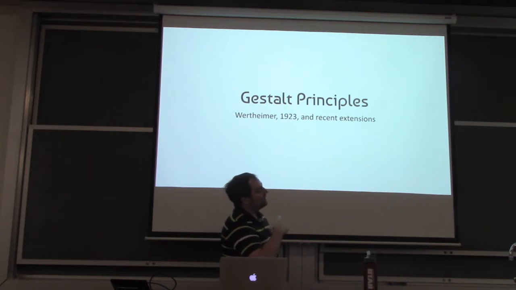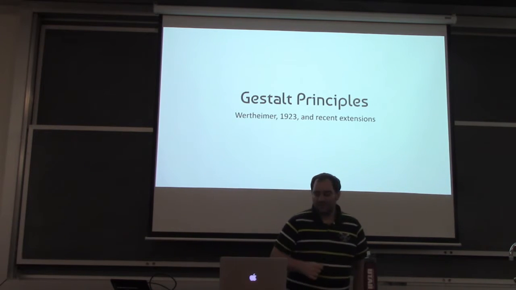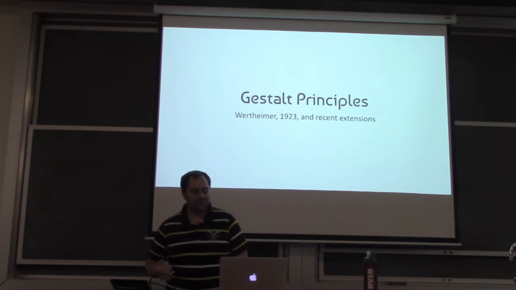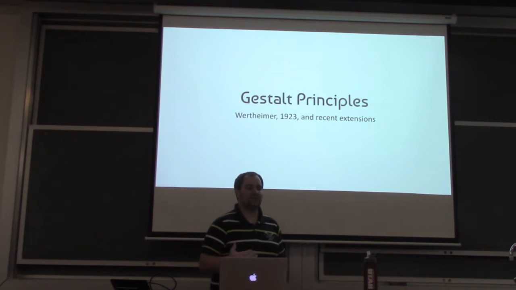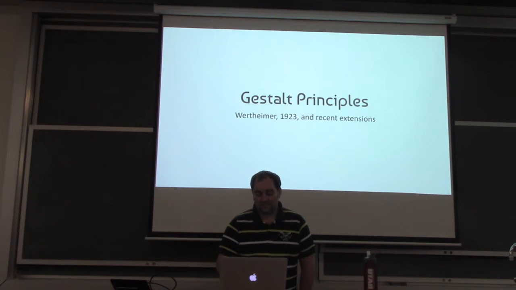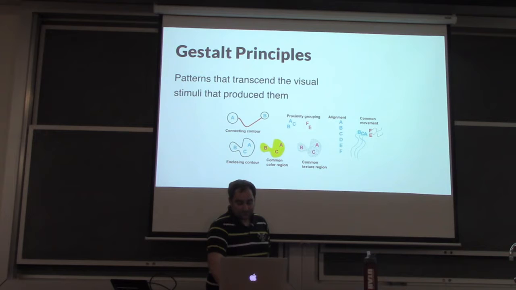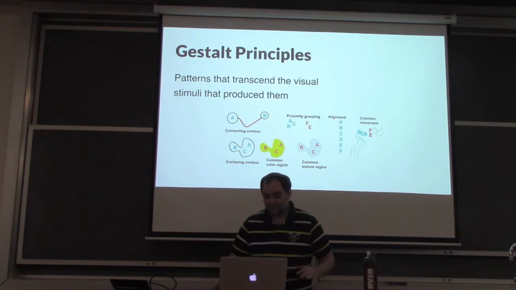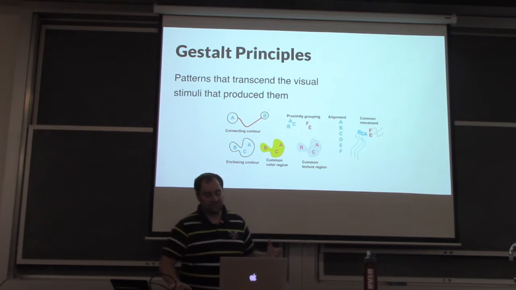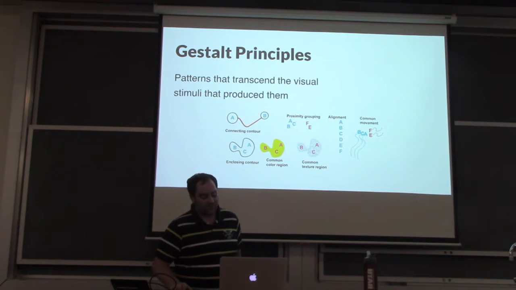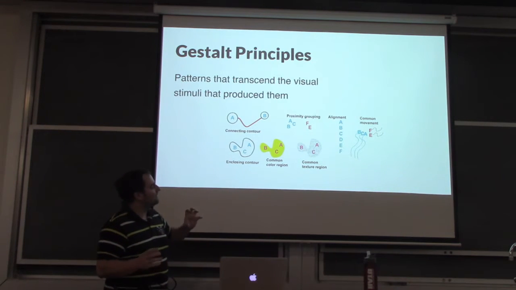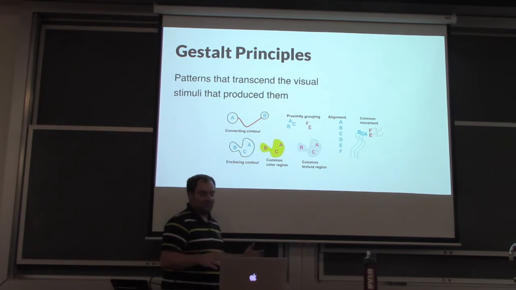Just a historical note: Wertheimer specifically made those observations, but he also had explanations for them, and it turns out that his explanations for why we perceive it like this were not true, but his observations are still valid. So, for example, Gestalt principles are things that connect a contour, things like proximity, alignment, common movement, common texture region, common color region, and enclosing contours. So anything that we can use to group or to show relationships.